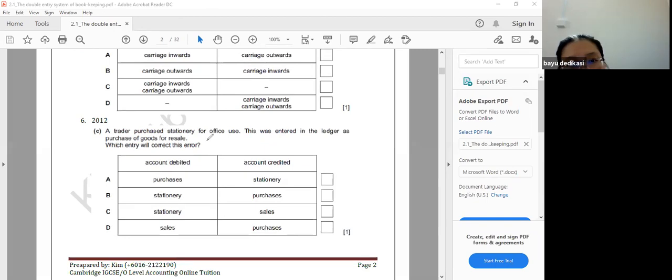A trader purchased stationery for office use. This was entered in the ledger as a purchase of goods for resale. But this stationery is for office use, so this will be an expense. It was wrongly treated as a purchase of goods under the purchases account, so we have to reverse it from purchases. Reverse means credit purchases. So what to debit? Debit stationery.